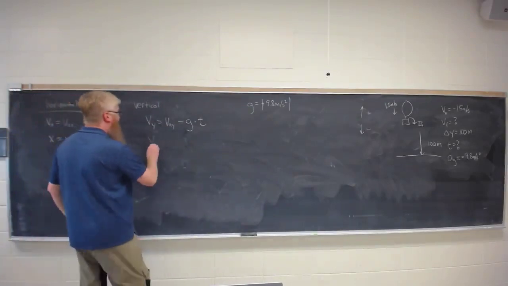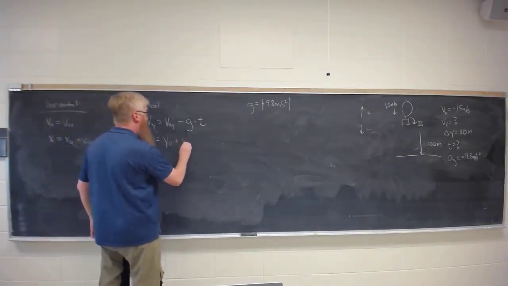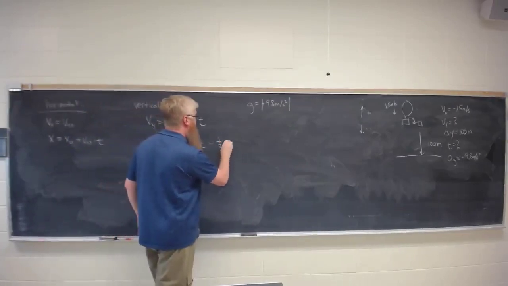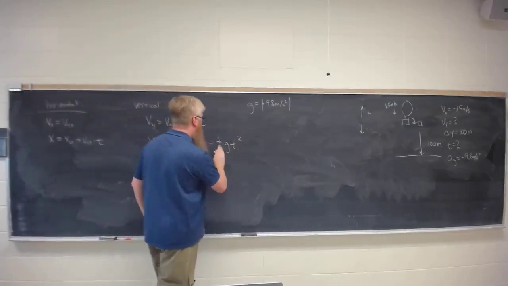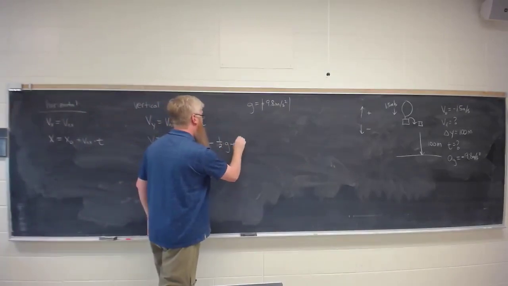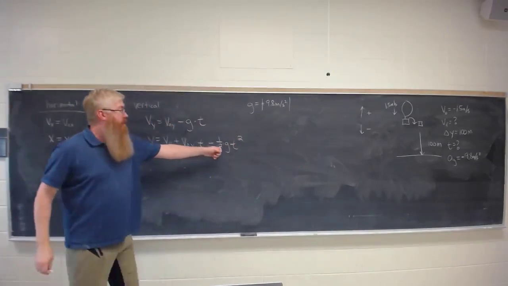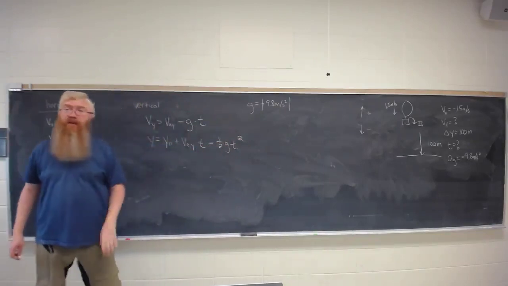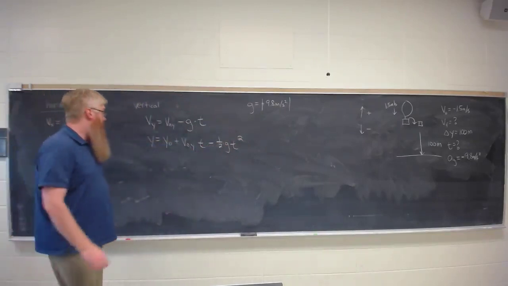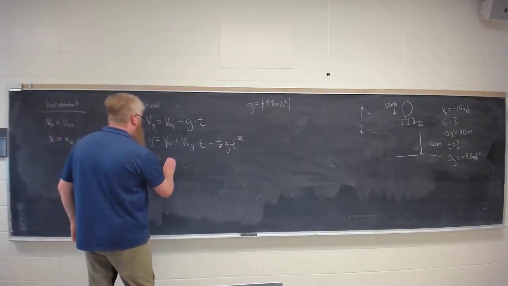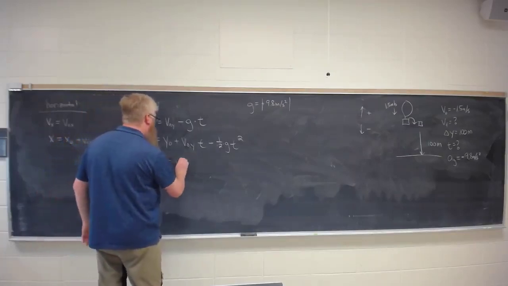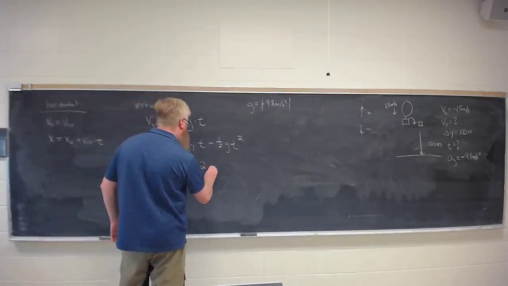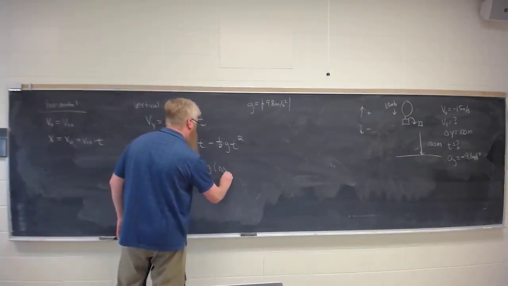And then you have y is y naught plus the initial v naught y times t minus 1/2 g t squared. Again, acceleration is downward with a magnitude of 9.8, and your book explicitly puts that in. And then finally, v squared is equal to v naught squared, or v naught y squared, minus 2g delta y.